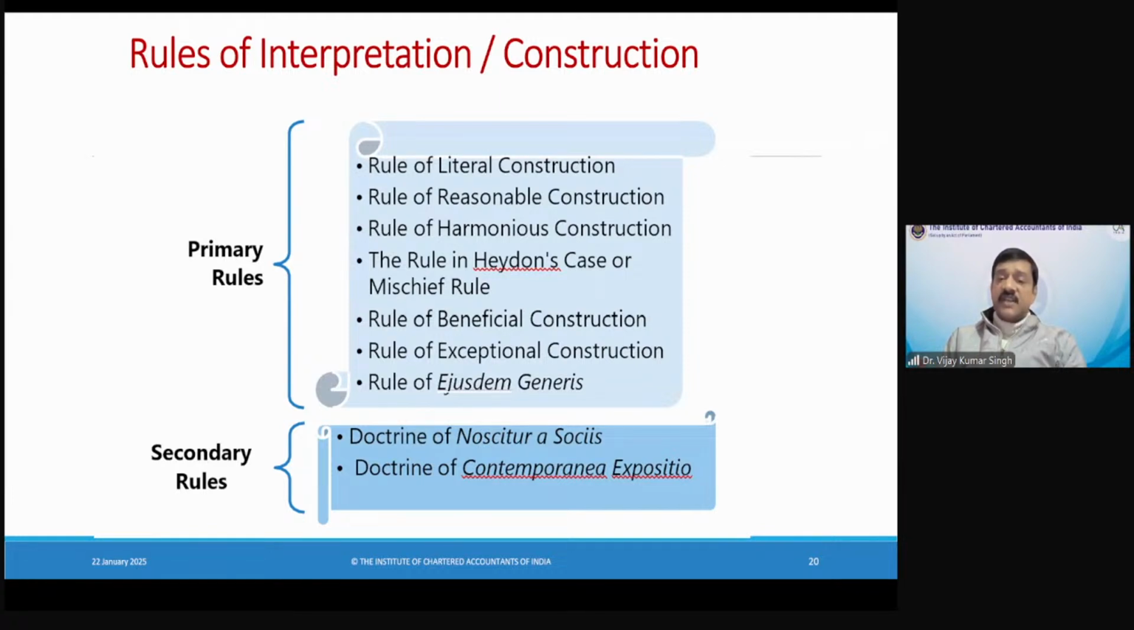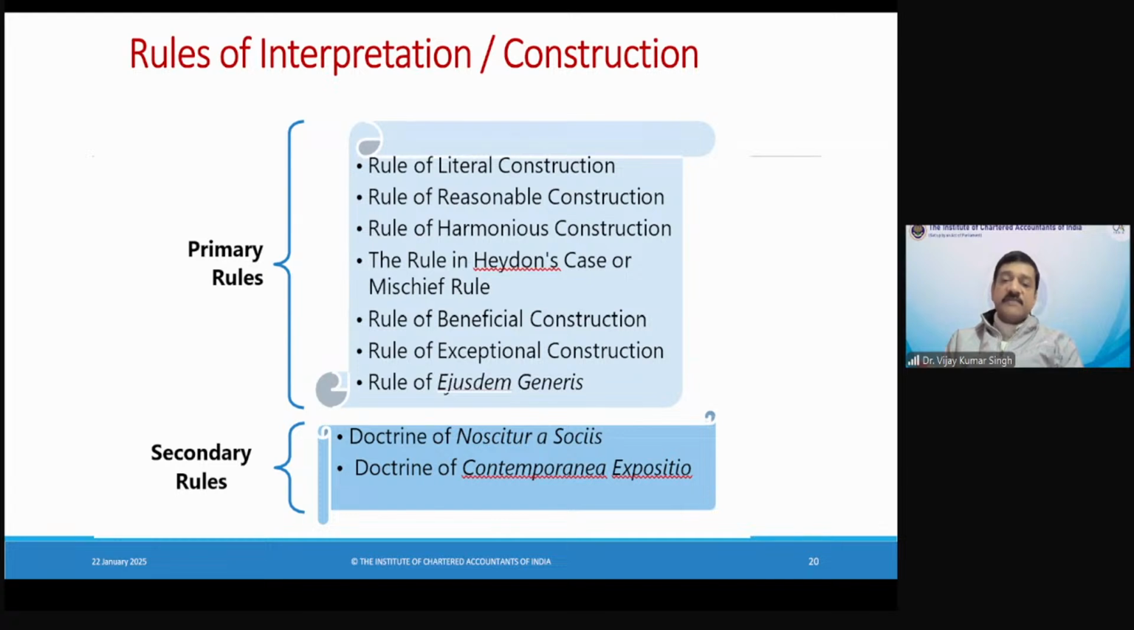These two rules, beneficial construction and exceptional construction, are not exactly a separate rule, but it is a way of interpretation. So from my perspective, there are only four rules of interpretation: literal construction, reasonable, harmonious, and mischief rule. The other two, beneficial and exceptional construction, are the ways of construction which court does. I will come to that in a way.